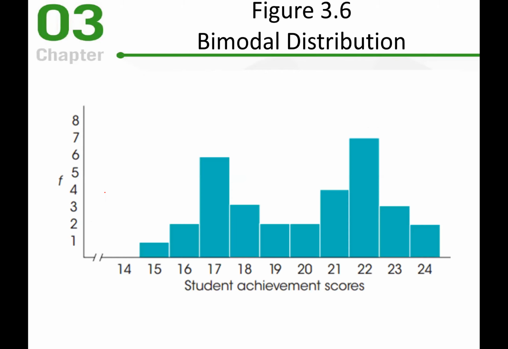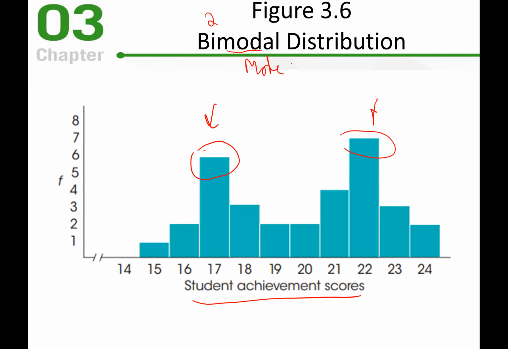Here's an example of when you have more than one mode. This is called a bimodal distribution, right? These are students' achievement scores. We have one mode, which is really high, of students who scored a 17. 6 people scored 17. And we have another high one where 7 of our participants scored a 22. So this is a bimodal distribution, bi meaning two, modal meaning mode. So there are 2 modes, all right?